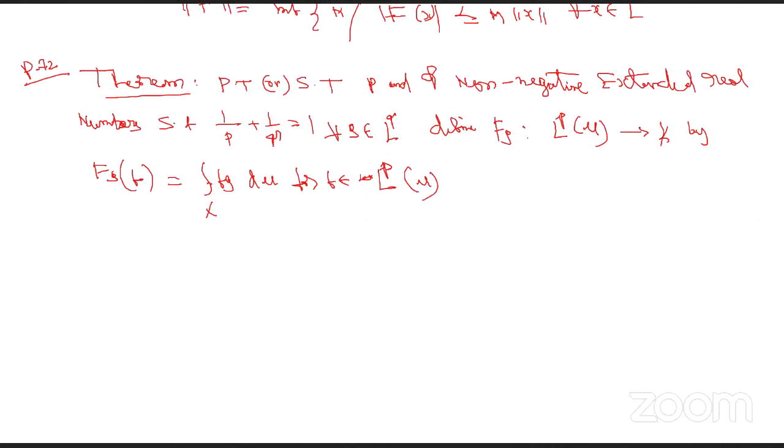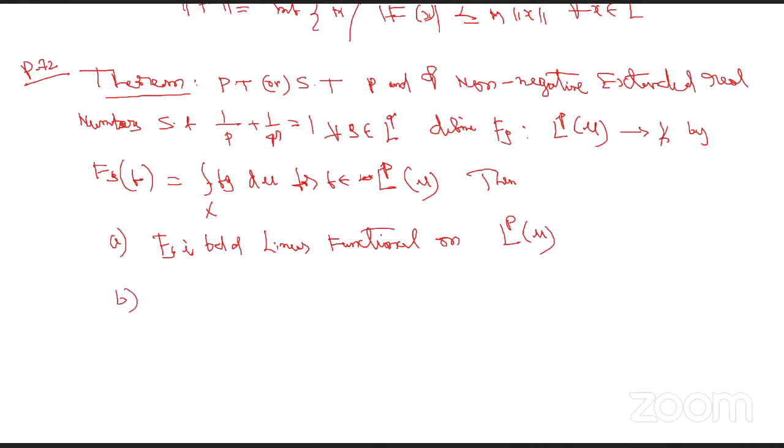Then two cases will arise. Case number 1: f_g is a bounded linear functional on Lp(mu), and norm of f_g is equal to norm of g in Lq.